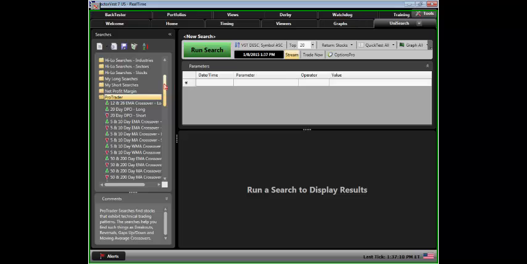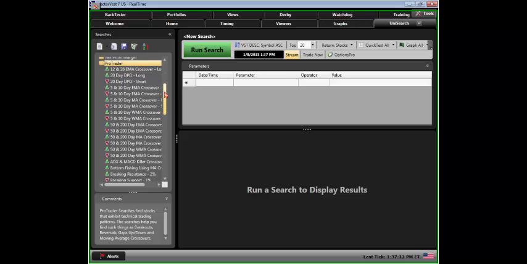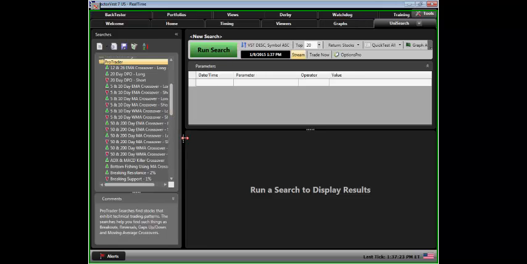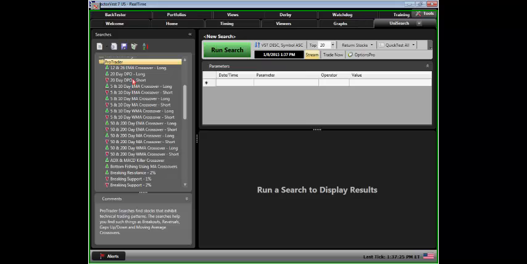So I'm going to open up this Pro Trader folder. In this folder, this is where we hold all of the technical searches, which you can use, any of the ones that are there, or you can modify them if you want to. Let me just pull this open a little bit.